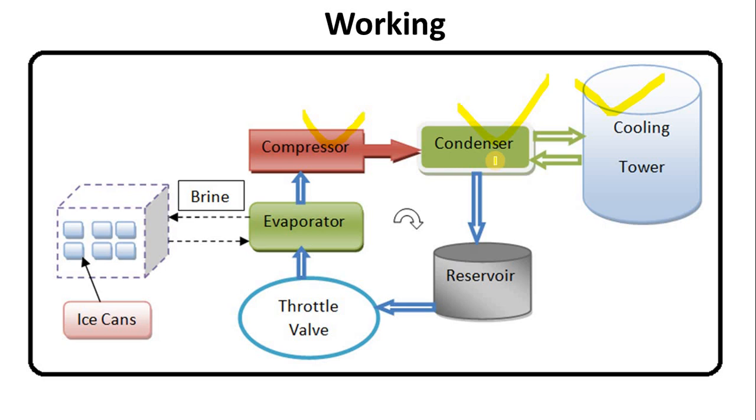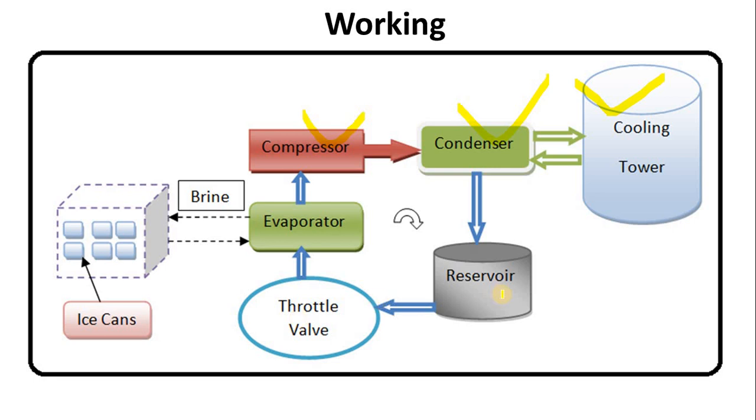Further, the liquid ammonia enters the throttle valve. This is the expansion valve where the throttling action is carried out, where the high pressure, high temperature liquid refrigerant gets converted into low pressure, low temperature liquid refrigerant through the reservoir.